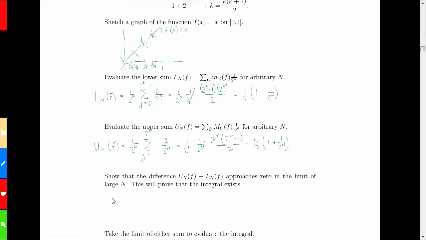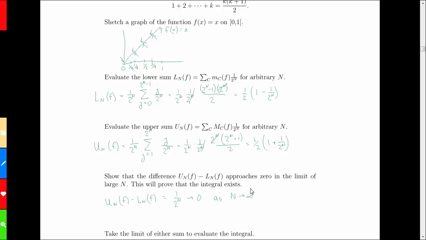Now we look at the difference between the upper sum and the lower sum. This is for a finite value of capital N, so this is just ordinary algebra. If I take this quantity and subtract that quantity from it, the 1/2s cancel out, but I've got 1/2 of 1 over 2 to the n minus 1/2 of minus 1 over 2 to the n. The difference between these two quantities is 1 over 2 to the n. And clearly that approaches 0 as n approaches infinity.